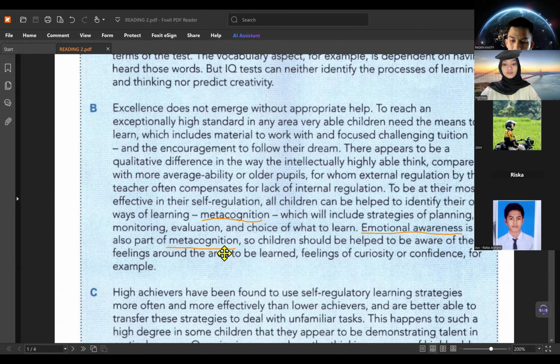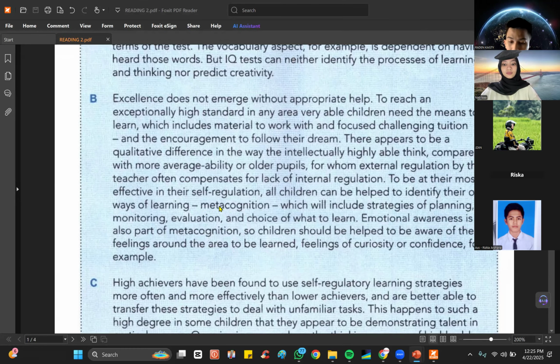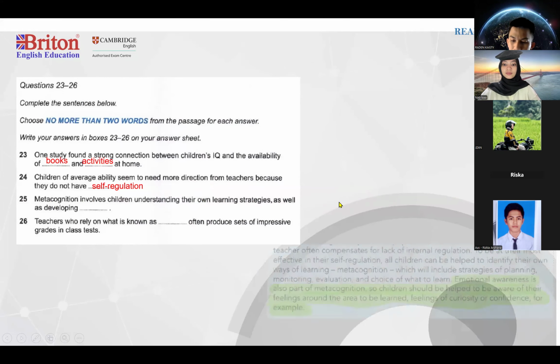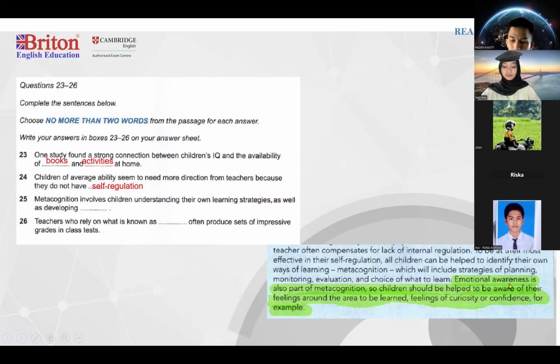In the question, we see understanding their own learning strategies and developing something else. Bagian lain dari metakognisi, which is self-awareness. Sorry, not self-awareness, but emotional awareness.